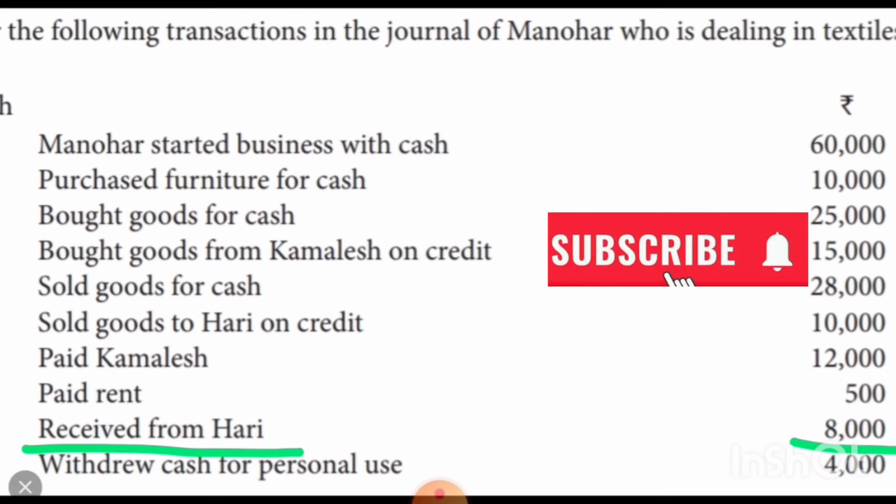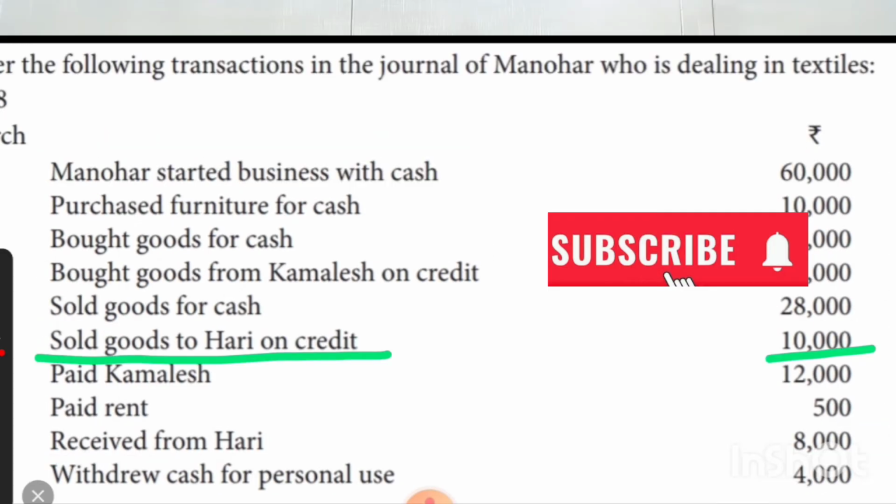Then next, what narration do we have to write in the particular column? Rent paid, within brackets, rent paid in the particular column. Then draw a line. This transaction is completed. Then come to the next transaction, on 25th. Received from Hari rupees 8,000. So look at the previous transaction.